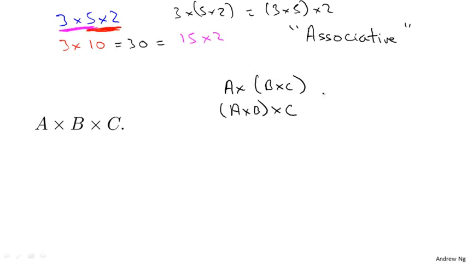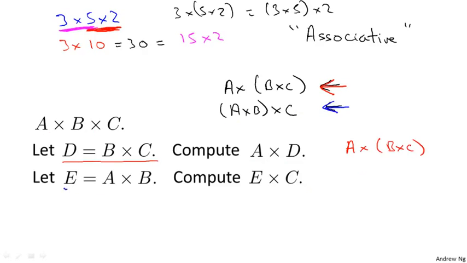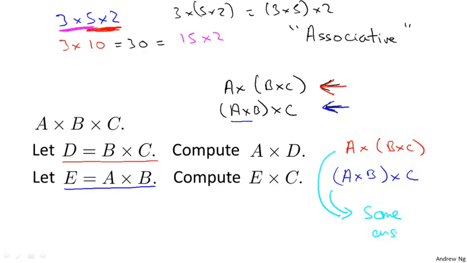Just to be clear what I mean by these two cases, let's look at the first one. If you actually want to compute A times B times C, what you can do is first compute B times C, so that D equals B times C, then compute A times D. And so this is really computing A times B times C. Or, for this second case, you can set E equals A times B, then compute E times C, and this is then the same as A times B times C. It turns out that both of these options are guaranteed to give you the same answer. And so we say that matrix multiplication does enjoy the associative property.